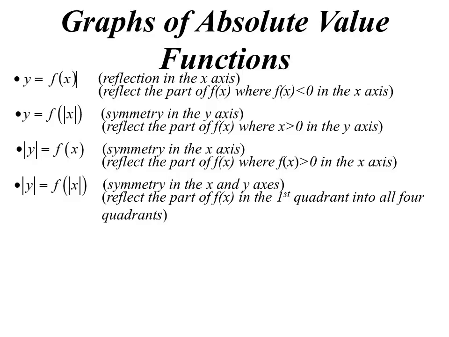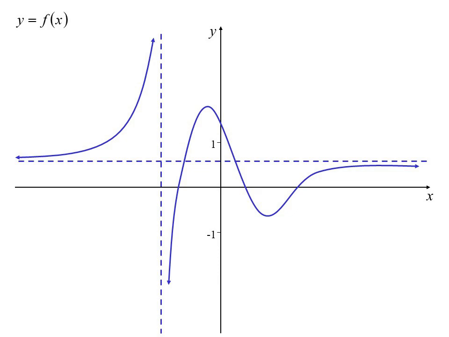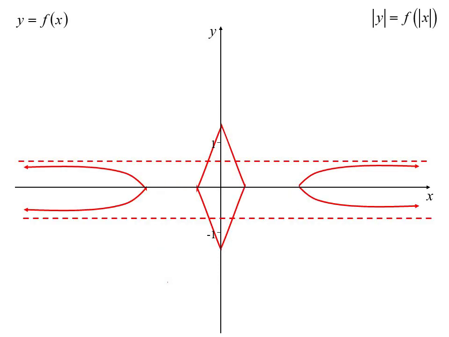Negatives go away. That basically means I'm only left with the first quadrant. That's the only quadrant that has everything being positive. And that gets reflected into all four quadrants. All that goes away, and that gets reflected into all four quadrants. So that's if both of them have an absolute value around them.